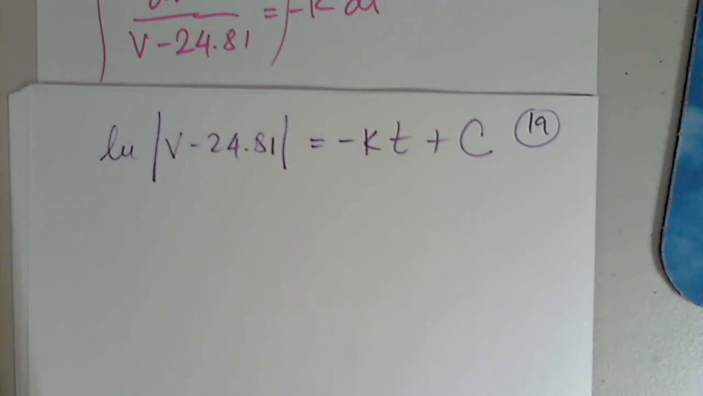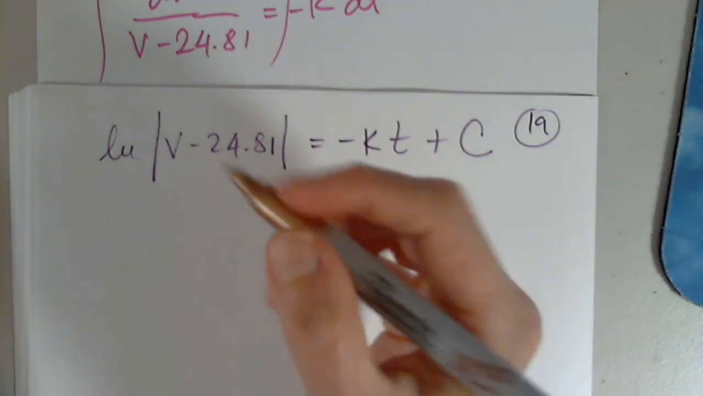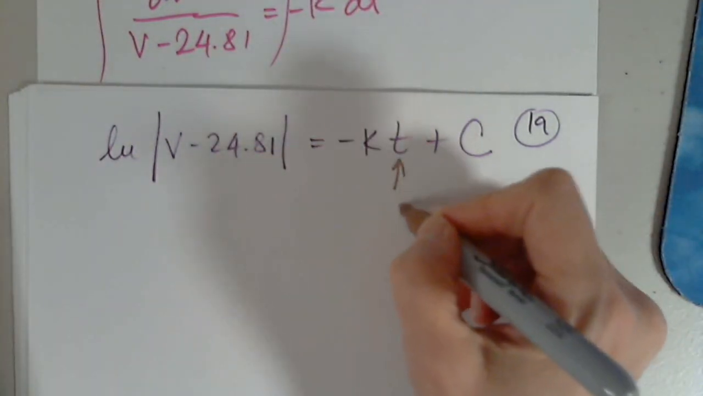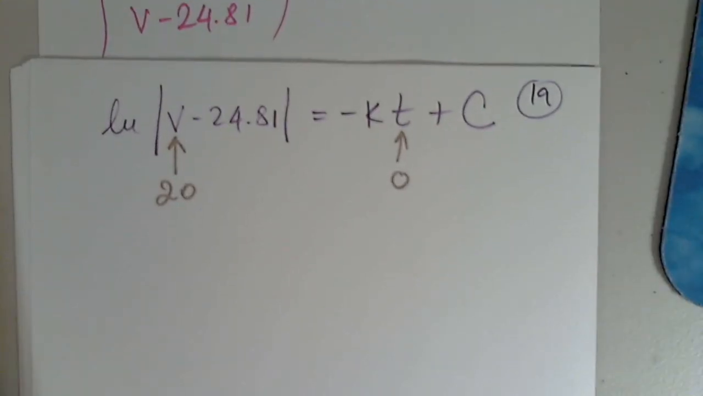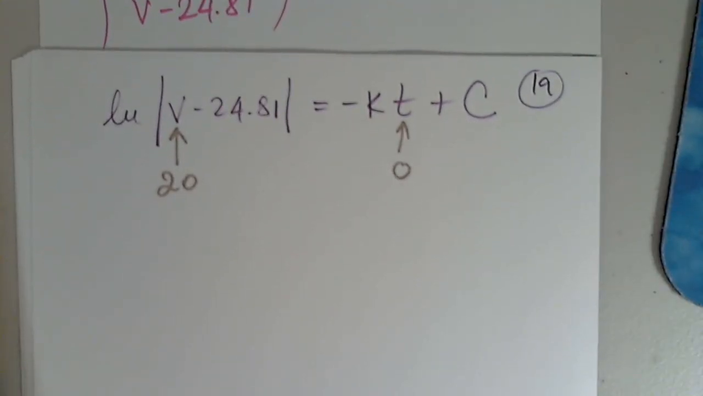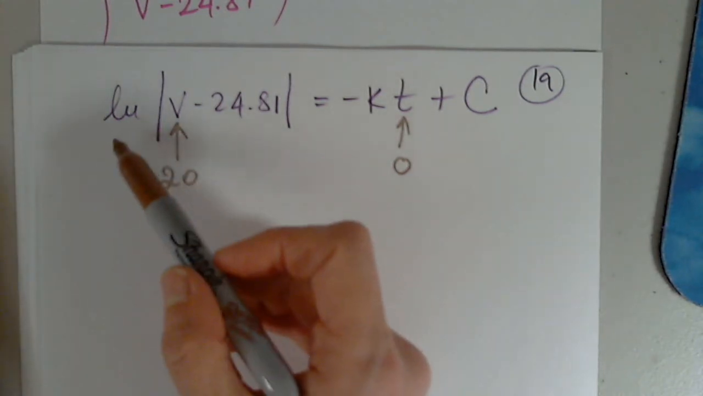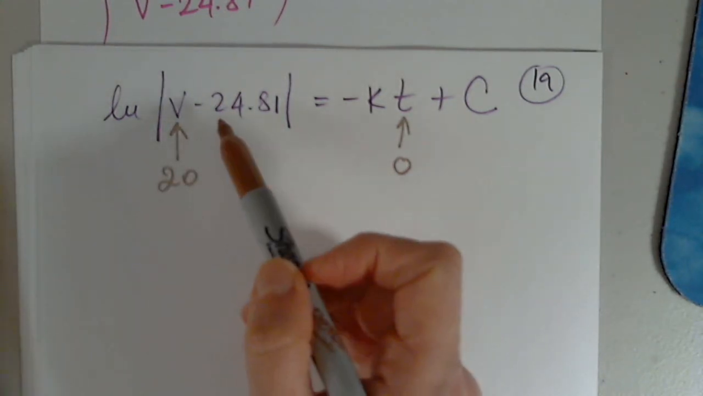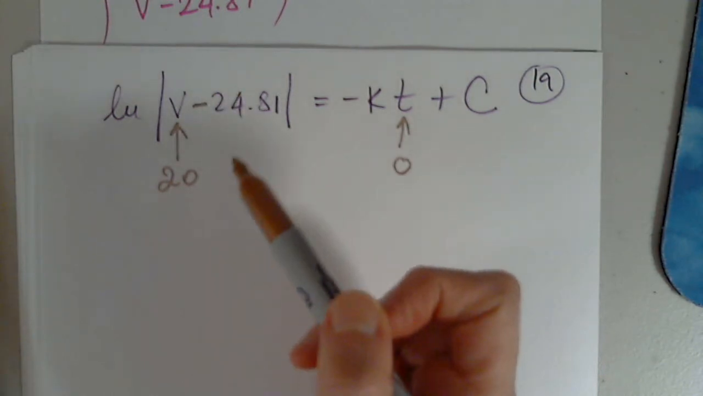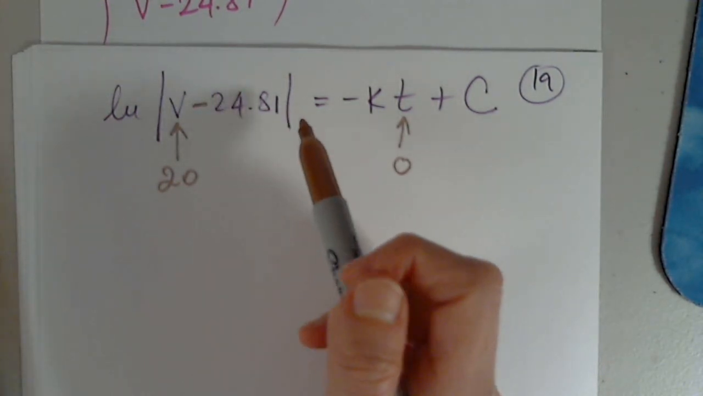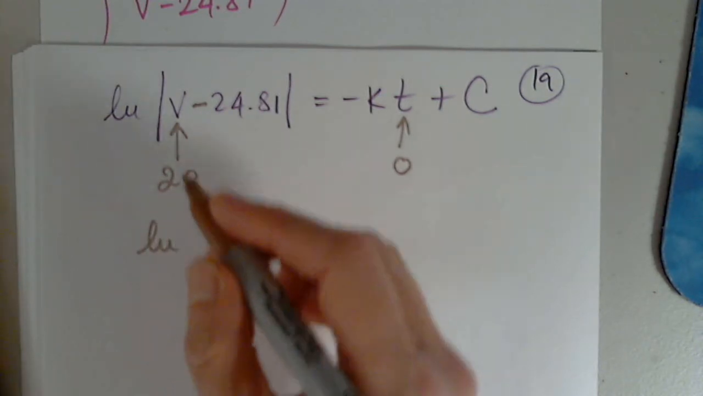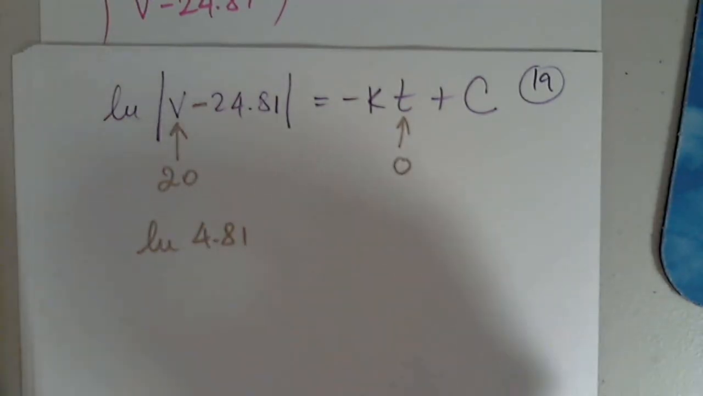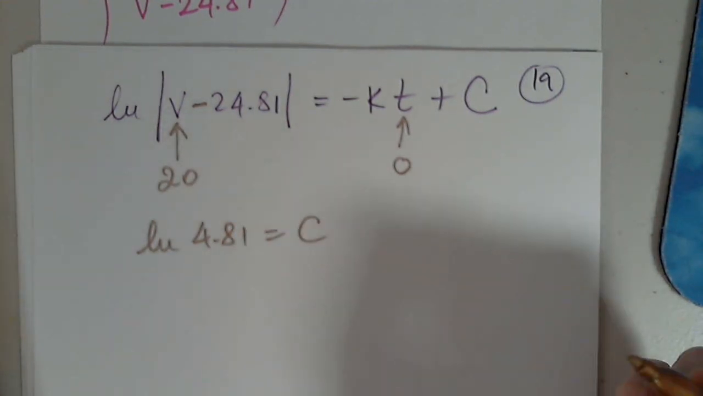I'm not going to advance. It's easier and better if I do it right this moment. I am told that when t is 0, V is 20. I want to find c right away before I solve. So natural log of 20 minus 24.81 is -4.81. So natural log in absolute value of 4.81 equals the constant c.